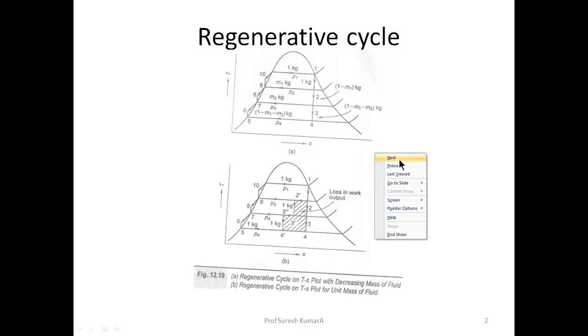See here, we are going to get the values of the enthalpy in the same fashion as we did for the simple Rankine cycle and reheat cycle. H1, H2, all of them we find out the same way. But here we need to find the mass. How to find the mass? I will tell you.